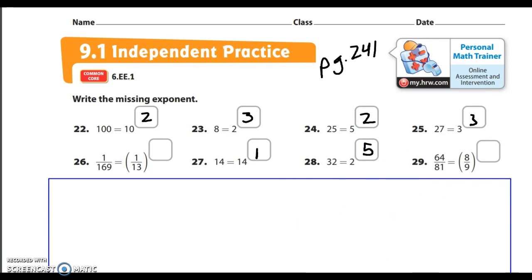And now let's do our fraction ones. I'll go back and do number 26 and number 29. It's not as hard as it looks. It looks more complicated than it really is. What you want to do is you want to treat them as different problems. So let's do the first one first.